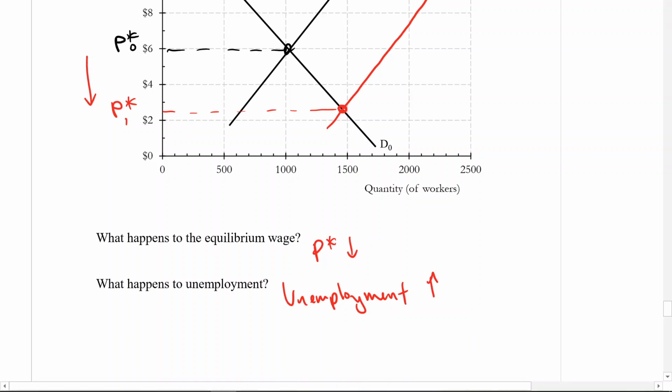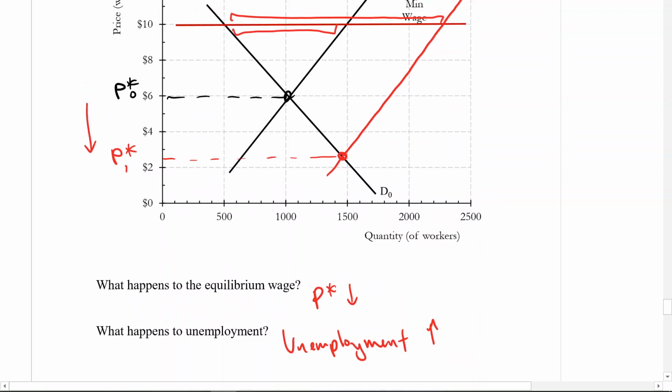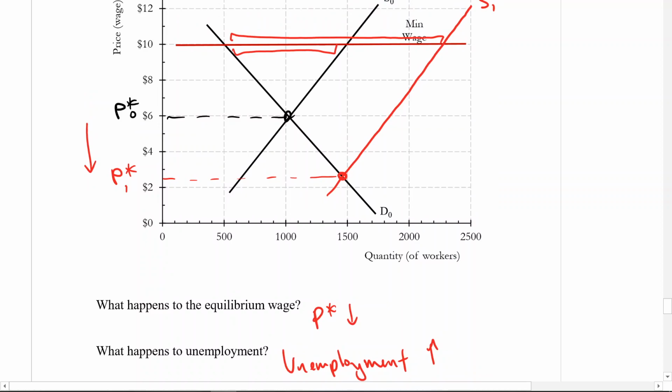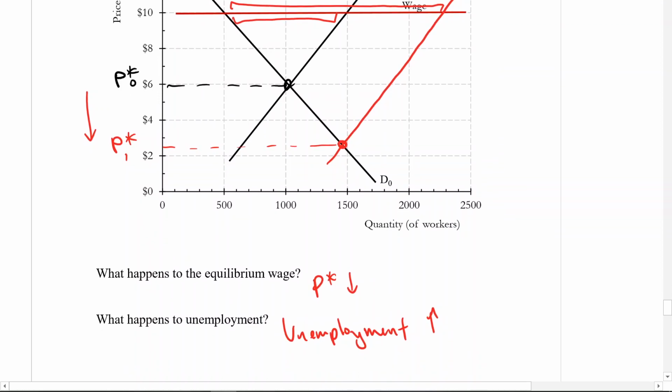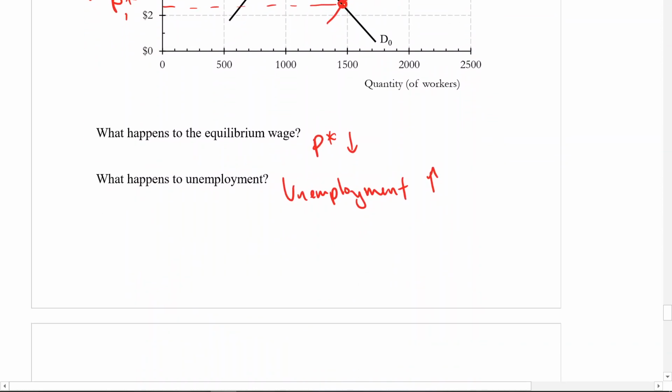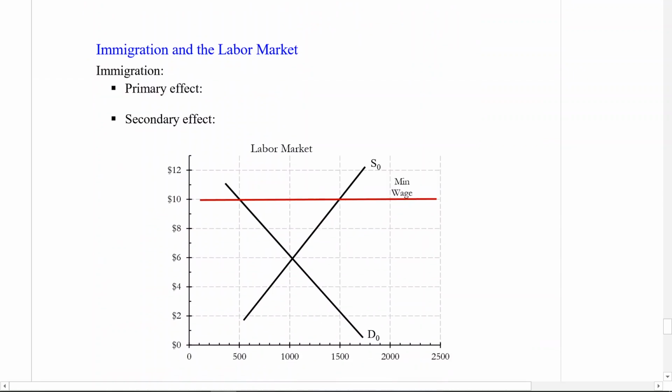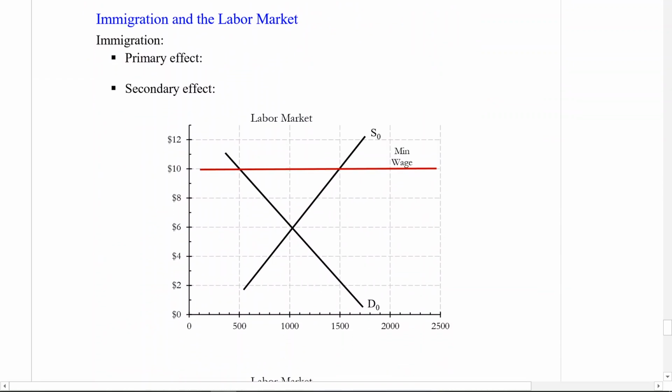So again, it doesn't look so great for immigration, but because we're dealing with labor markets, which are a little bit more complex, ultimately there's more going on than just that initial effect. So we do have that primary effect of the supply increasing, but because we're talking about people and not products, if the supply of a product increases, then we're done.